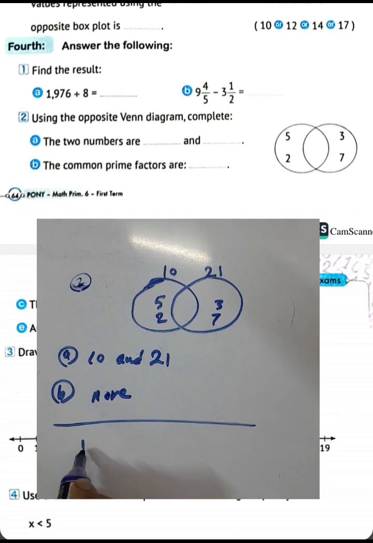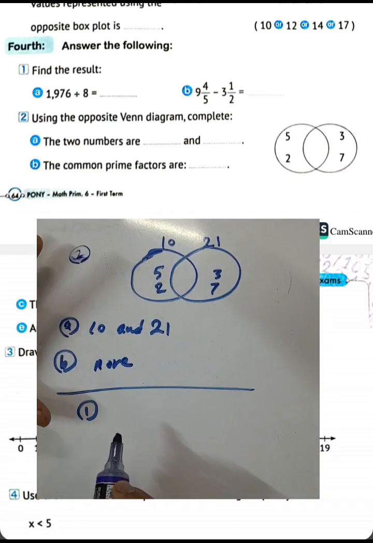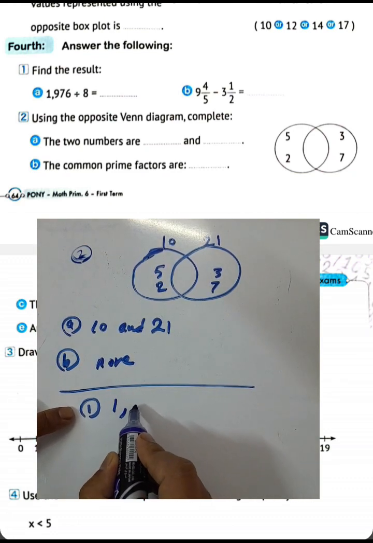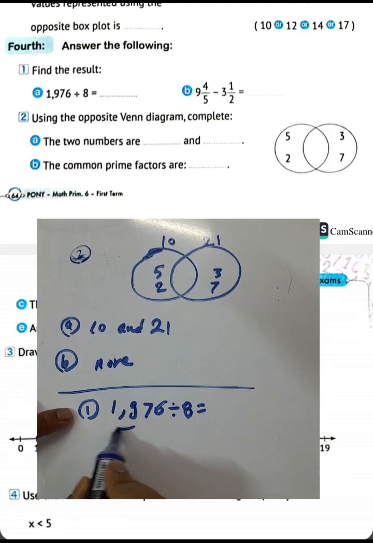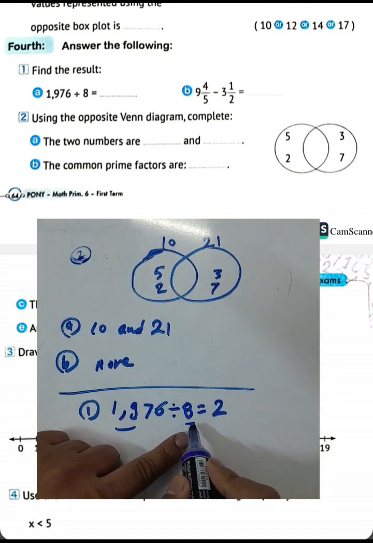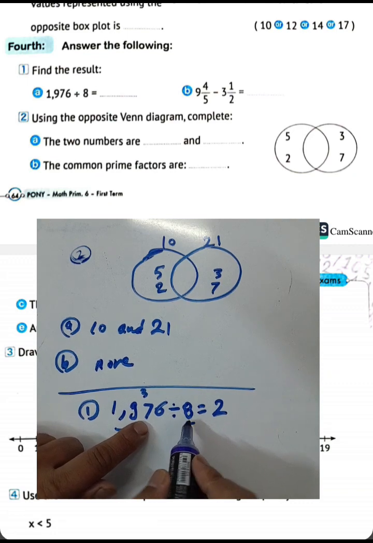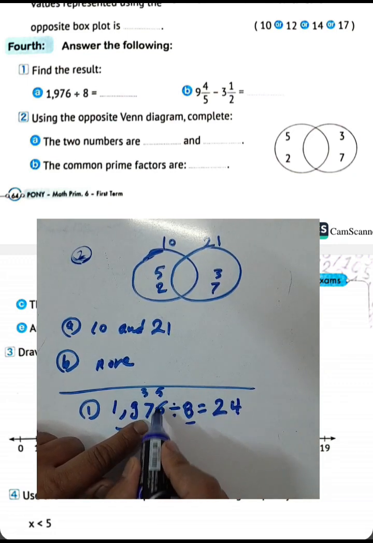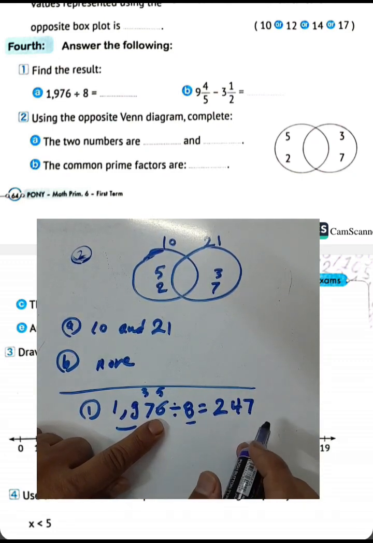Now I will solve question number 1 here, and I will complete question number 2 when I finish question number 1 first. We have 1976 divided by 8. 19 divided by 8 equal 2. 2 times 8 equals 16 and remainder 3. 37 divided by 8 equal 4. 4 times 8 equals 32 and remainder 5. 56 divided by 8 equals 7. The result will be 247.